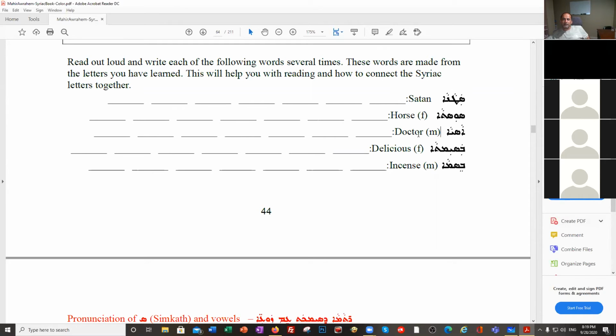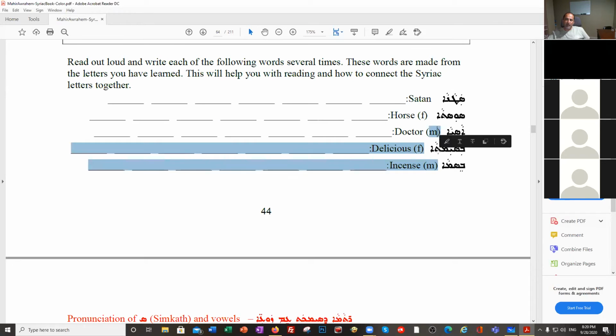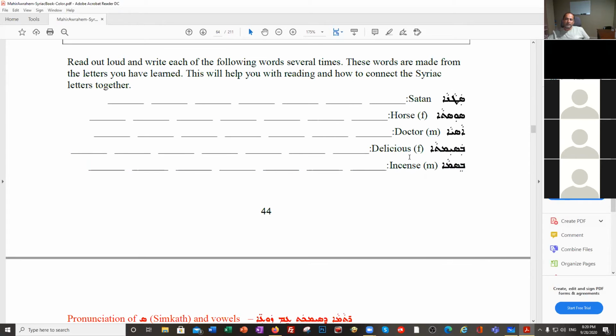How we say doctor? Asya. Again, delicious should not be here, because we haven't covered tau so far. The word delicious is basimta for feminine. It should be basima. We can replace this word with basima for masculine.